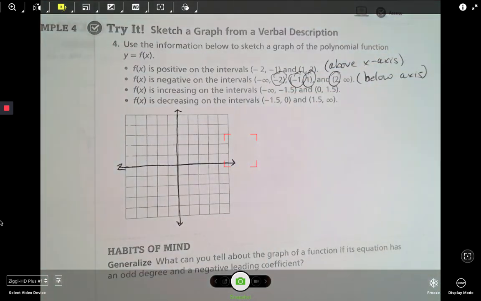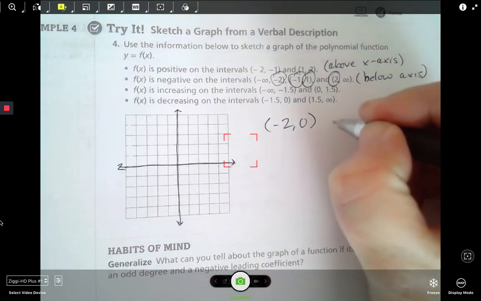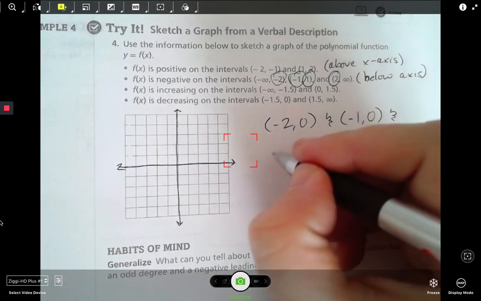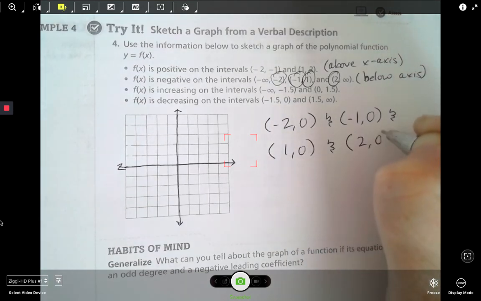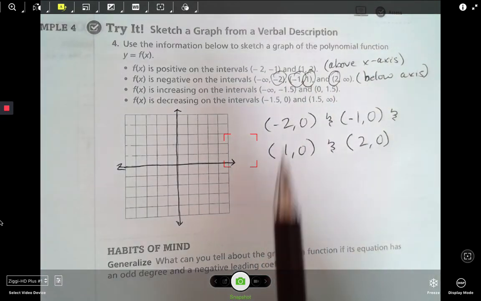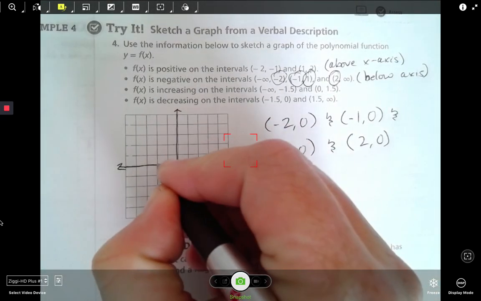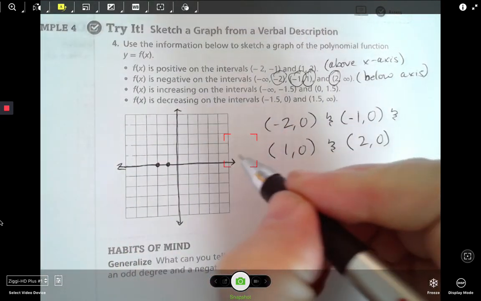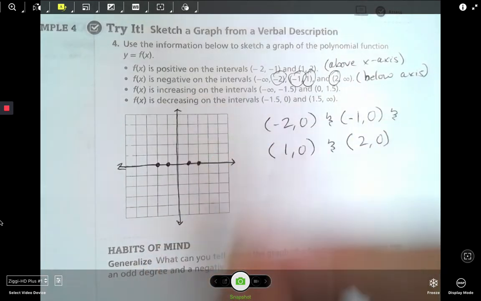I've got x-intercepts at negative 2, 0. I've got x-intercepts at negative 1, 0. I've got x-intercepts at positive 1, 0, and I've got an x-intercept at positive 2, 0. You could get those from these 4 points, or I just looked at these 4 points because obviously you can't do anything at negative or positive infinity. So let's find those. We got 1, 2, put a point there. Negative 1, 0. Positive 1, 0, and positive 2, 0.